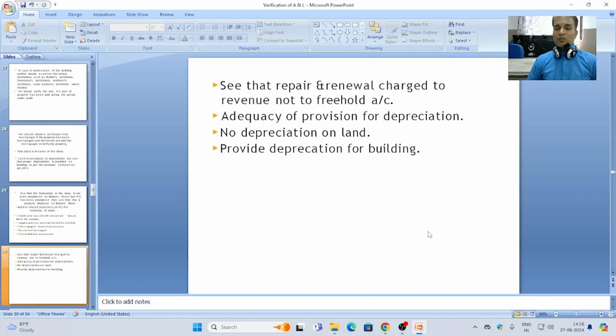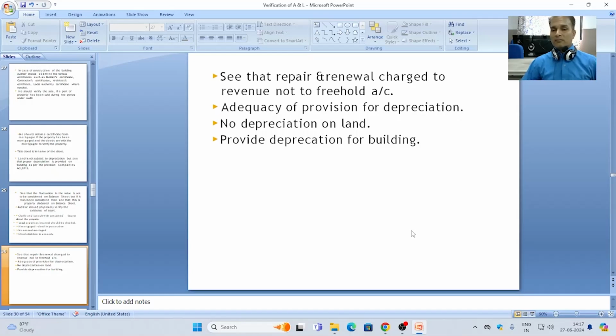Regarding depreciation, it should be checked by the auditor that adequate provision for depreciation is there. It is especially checked by the auditor that there should be no depreciation on land, but on building it should be there. So by following these points, or taking these points into consideration, an auditor can easily verify the property.